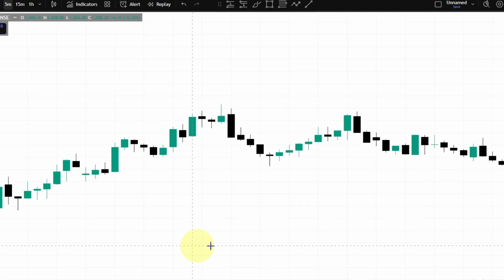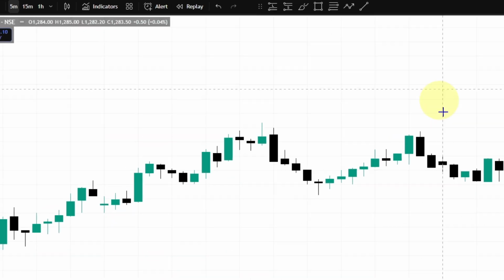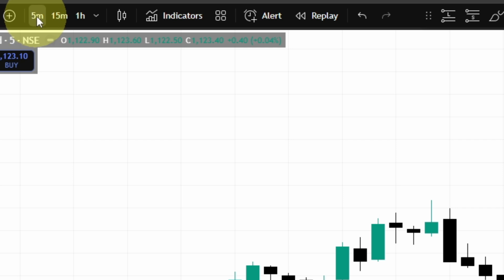Okay, to apply this strategy, we need to open our trading platform and then plot our trading chart, whether it is stocks, crypto, forex, whatever you like. You have to just plot your desired chart on your trading platform. Now let's choose our time frame. I am going to choose 5 minutes from here.